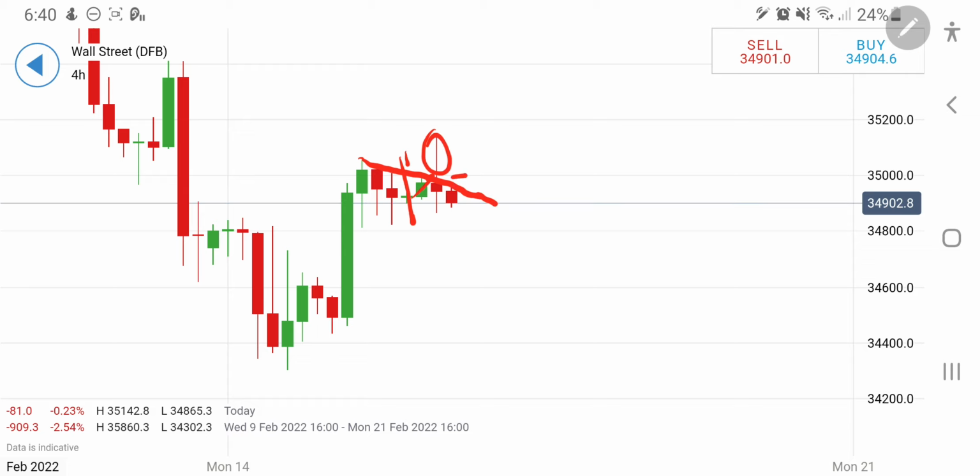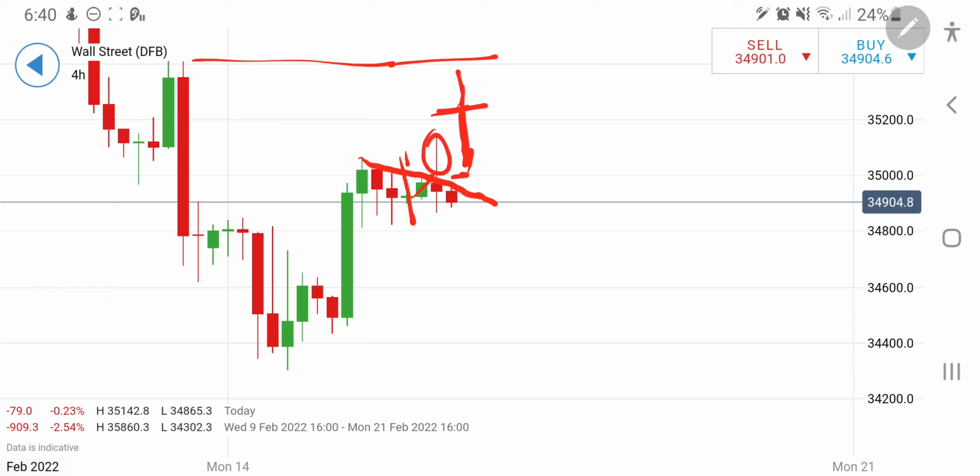Now if it breaks beyond 35,000, then you can take a long entry. Definitely it will give you good levels towards 35,200 and 220, and 35,300, rather 35,400 can be expected. So if you see it trading beyond 35,000, take a long entry there, and if you see it trading below 34,800, you can take a short entry there. Remember 34,800 is definitely a stronger support for US30. Below that it might try to drop sharply.